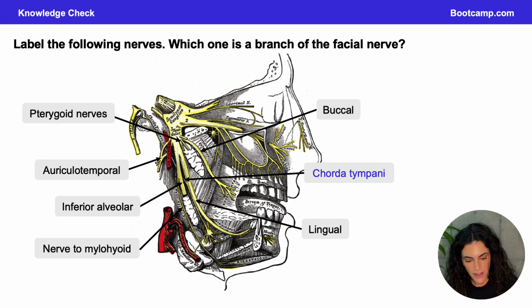And then lastly, we had the buccal nerve here, or the long buccal nerve coming off the mandibular, that will supply sensory innervation to the skin and the mucosa of the cheek, and not to be confused with the buccal branch of the facial nerve, which is a motor nerve that will supply motor innervation to our buccinator muscle here.